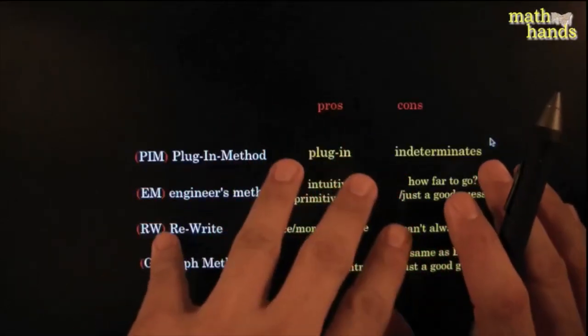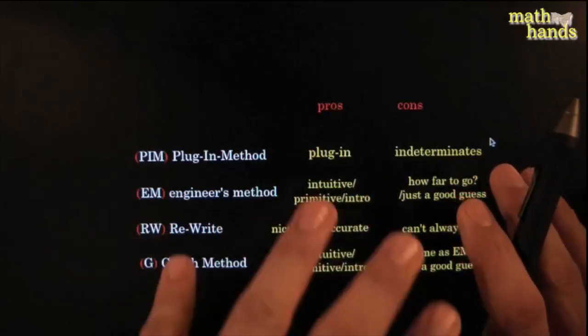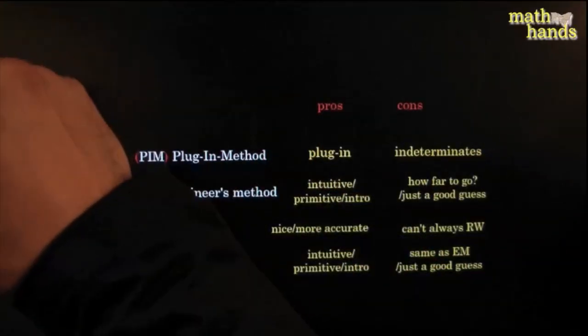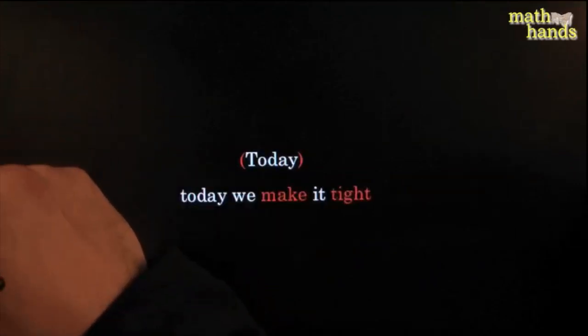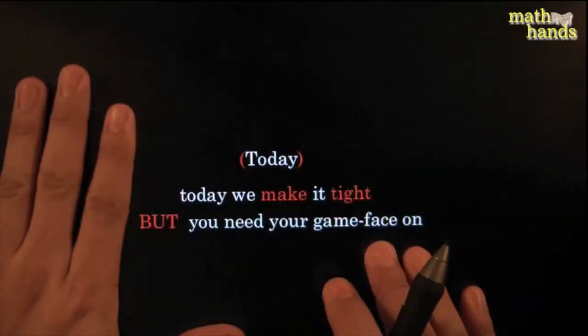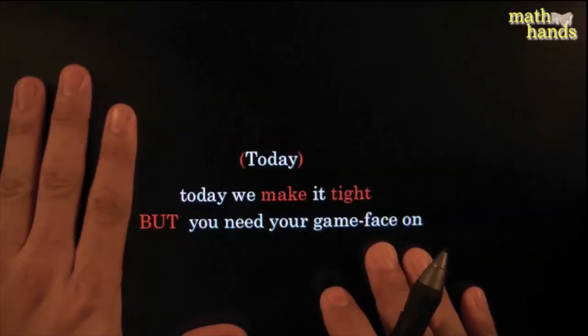The problem with these things is that a lot of them are just guesses at the end of the day, and so we now have ideas to make them much better than guesses. We have ideas to make them stand on very firm ground. And the idea is precisely what we're doing today, the definition of a limit.